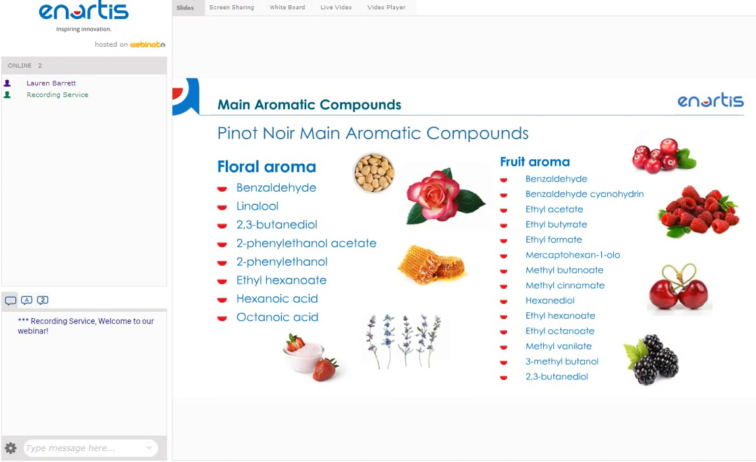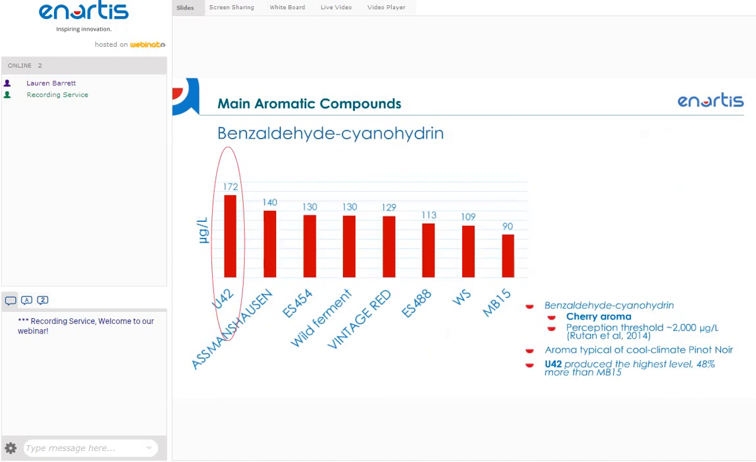So we analyzed for benzaldehyde cyanohydrin, which is responsible for this cherry almond aroma, and it's very typical in cool climate Pinot Noirs. What we found was that U42 actually produced the highest level, almost 48% more than the lowest producer, which was our MB15 within our portfolio.